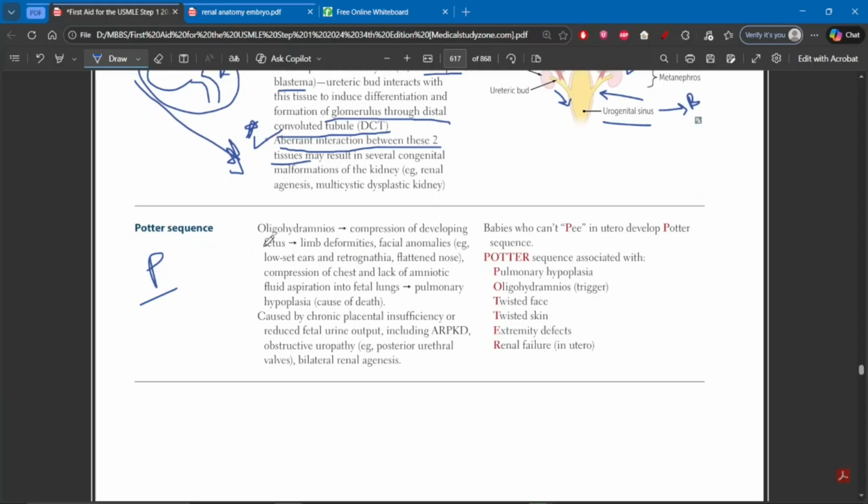Potter sequence is basically a sequence of oligohydramnios. This is the starting point, this is where the sequence starts. So oligohydramnios occurs and it causes compression of the developing fetus.